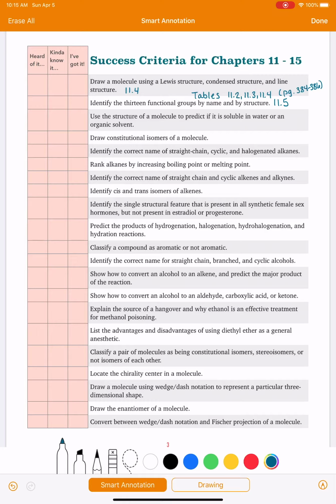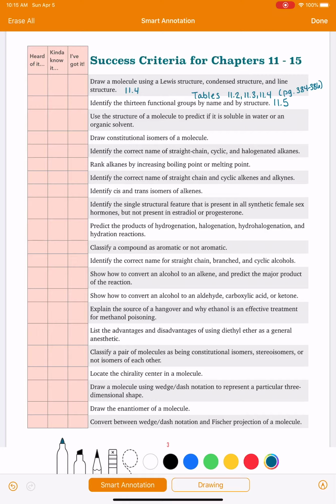Constitutional isomers we covered in section 12.2. It was kind of one of the last things in that section. Constitutional isomers are molecules that have the same formula, but they have different connections. So their atoms are put together in a different order.